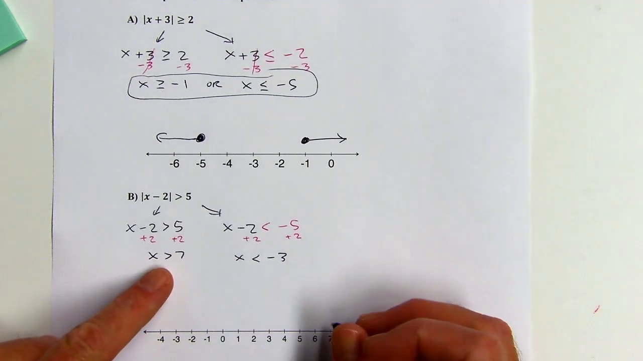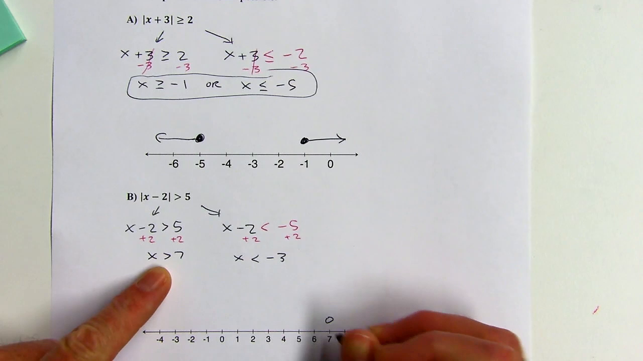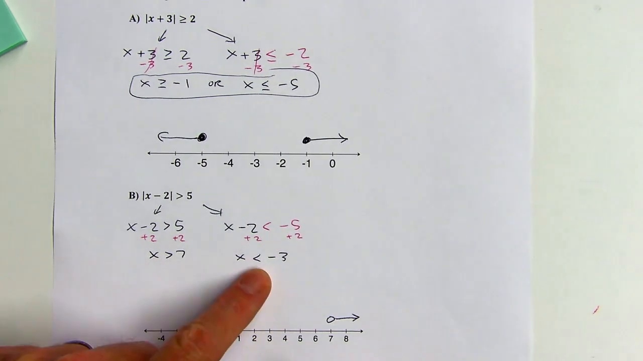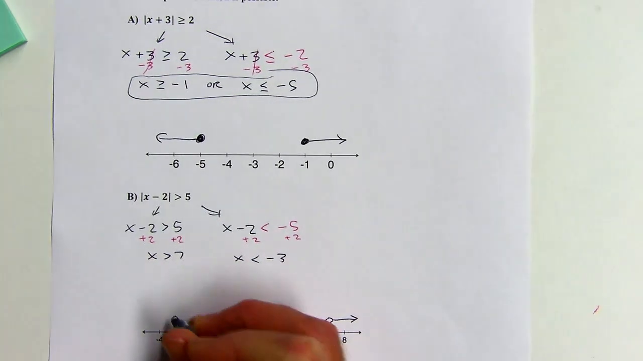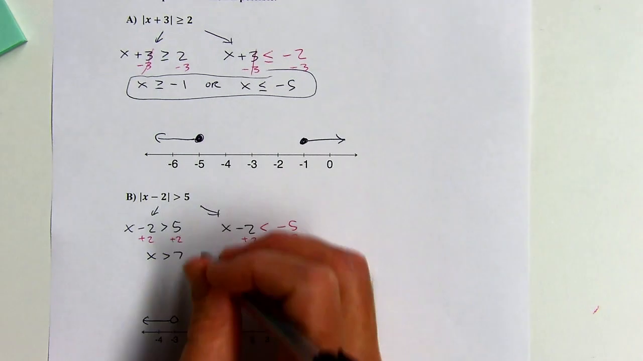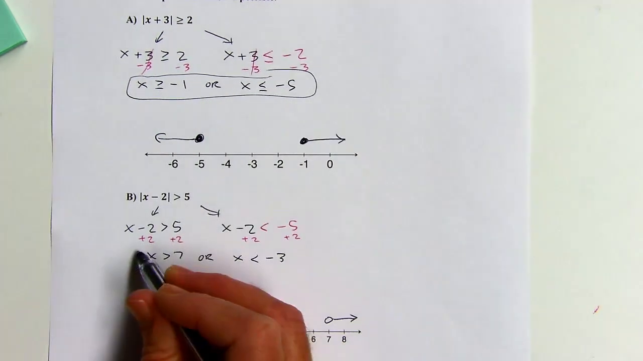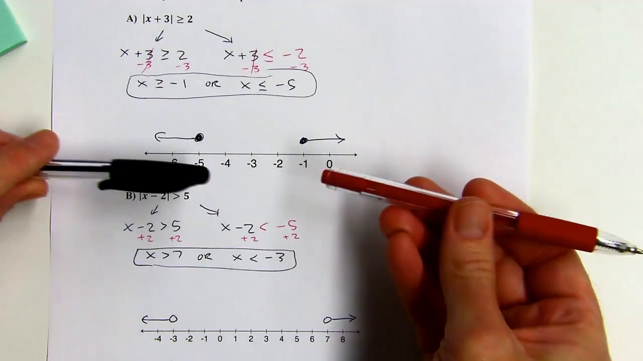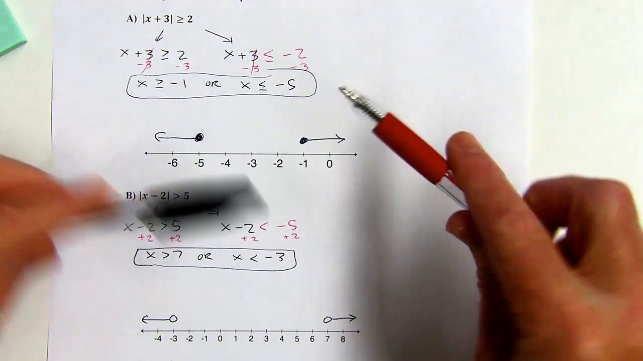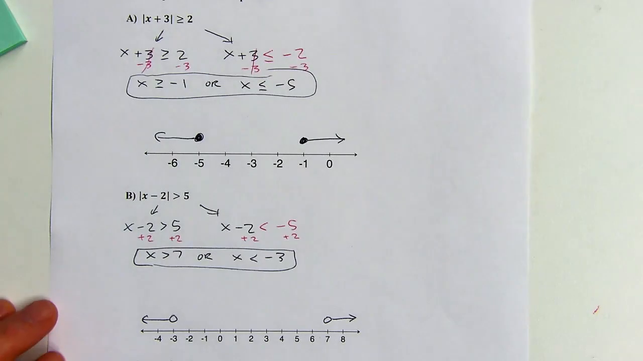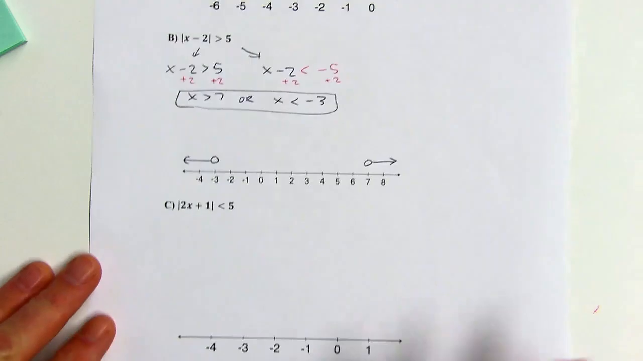I've got an open dot above the 7, and I want x is greater than 7. Those are numbers over here. And then x is less than -3, so an open dot and numbers less than -3 would be over here. So this again is going to be or, because you can't be in both those regions at the same time. So the or ones are going to be the ones that are out like this. The and ones are when it's joined together in the middle on the number line. Okay. All right, let's try the next one.